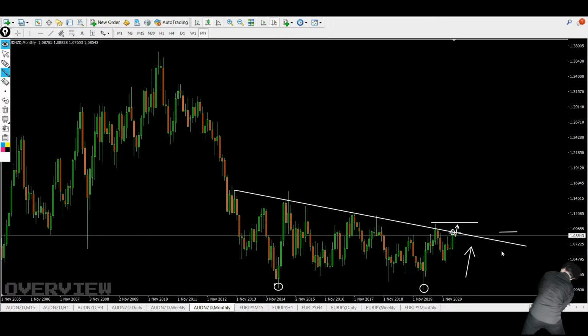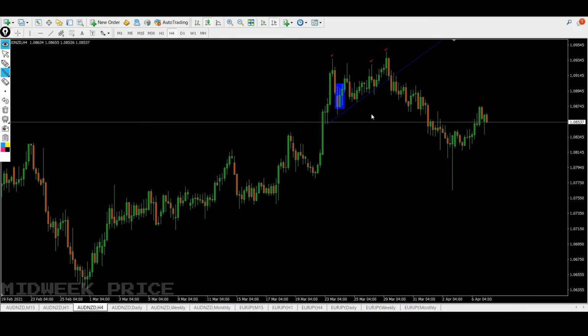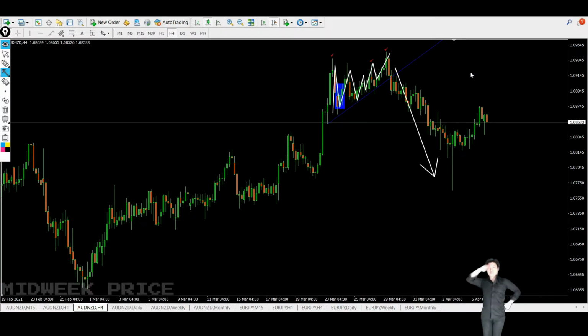Okay, so let's talk midweek price. Okay, this is a 4-hour chart. If you recall, price was trying to get through that monthly trend line level with this grunging price action roughly 2 weeks ago. However, that first attempt on this 4-hour chart failed and price came back down. And now price is trying to make a second attempt at that monthly trend line breakout. So let's go over to the daily chart.